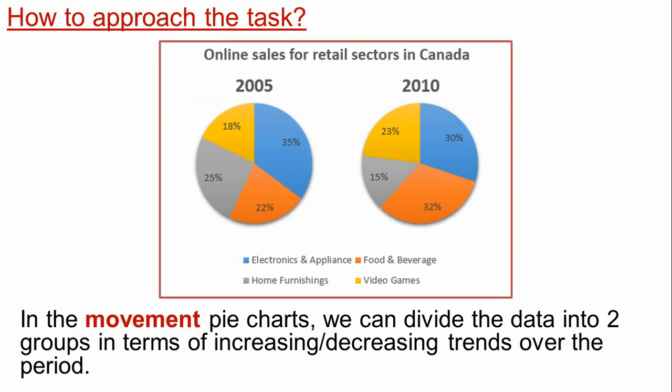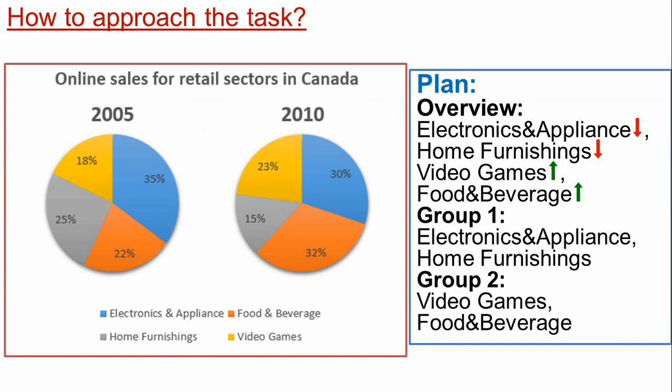In the movement pie charts, we can divide the data into two groups in terms of increasing and decreasing trends over the period. Looking at the first chart, we can see that the figures for electronics and home furnishings were 35% and 25% in 2005. In 2010, these numbers decreased to 30% and 15%. Regarding the figures for video games and food and beverage, we see that these figures were 18% and 22%, and these numbers increased to 23% and 32%.